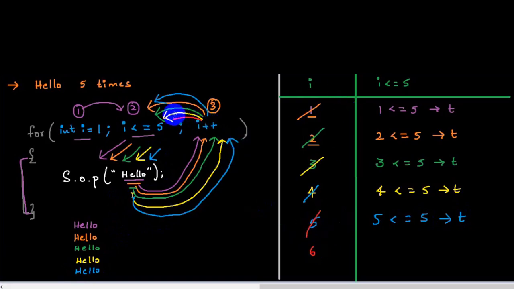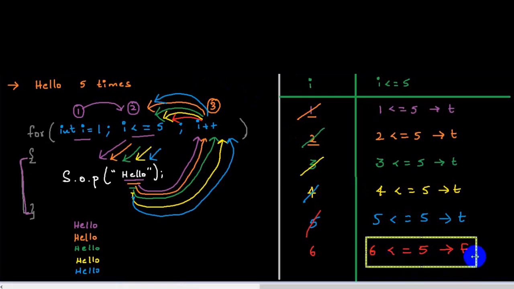Now again I check the condition. Is 6 lesser than or equal to 5? No, it is false here. So once the condition is false, I will stop. And what was the requirement? To print hello 5 times. Have I printed hello 5 times? Yes. So this is called a loop.